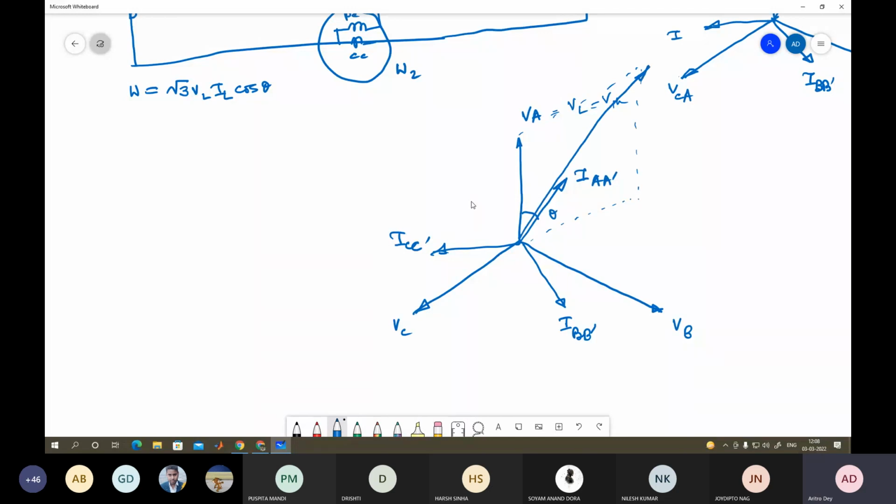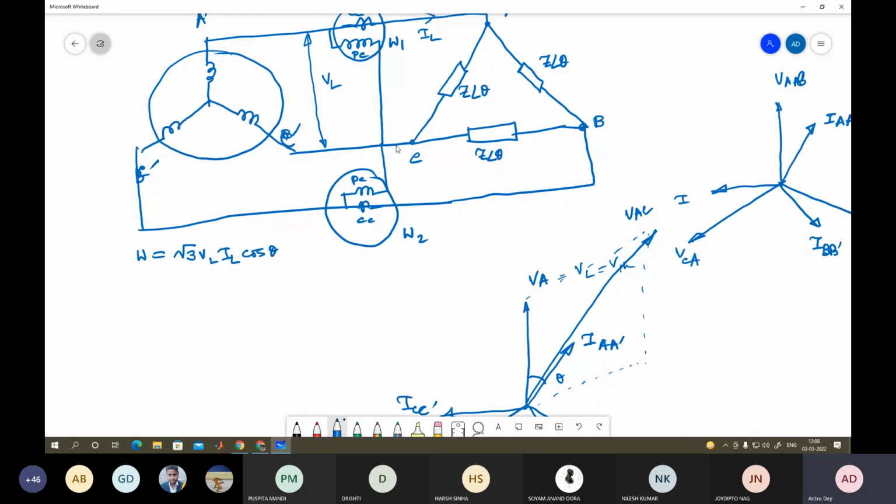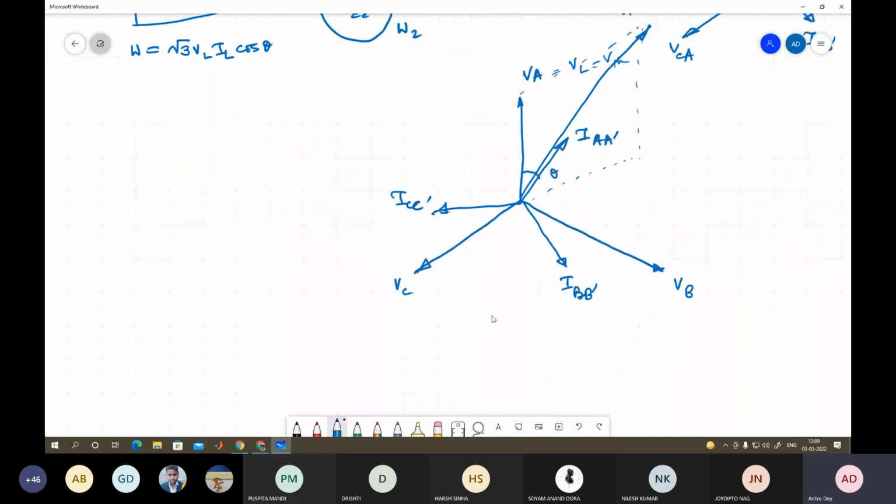this is VAC. And another one, when you are measuring IBB dash, you are measuring the voltage between VBC. So VB minus VC, VB minus VC. So minus VC is here. If you complete again the vector sum, it will be somewhere here. So this is your VBC.